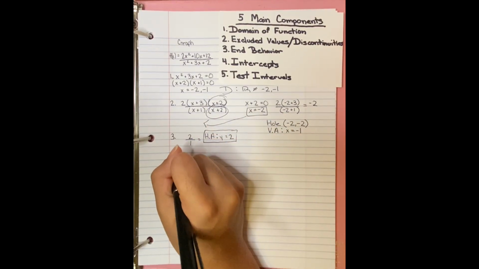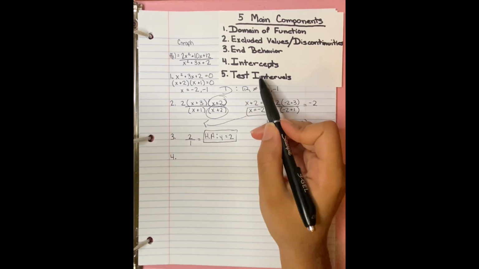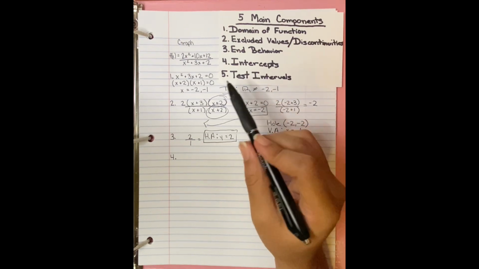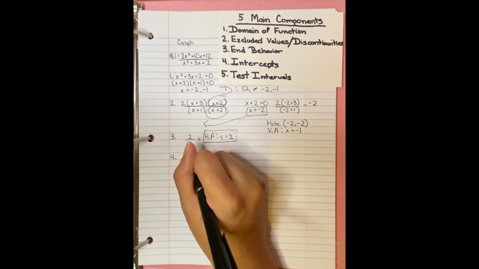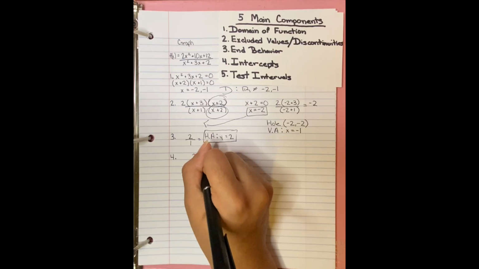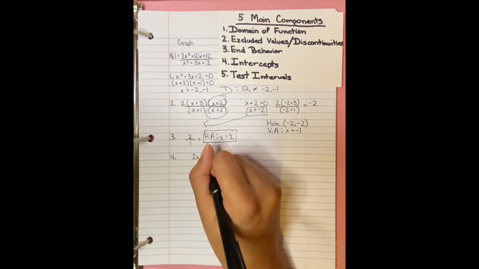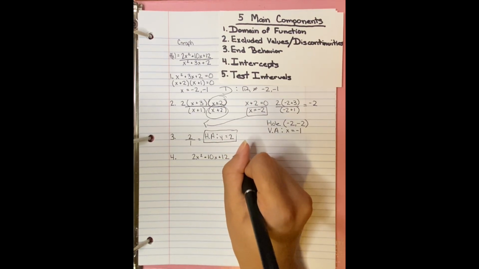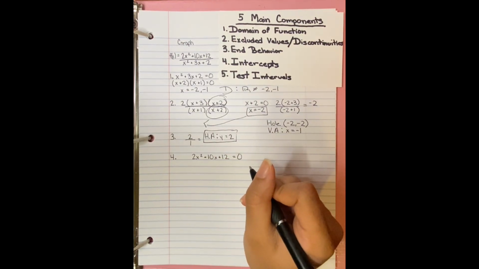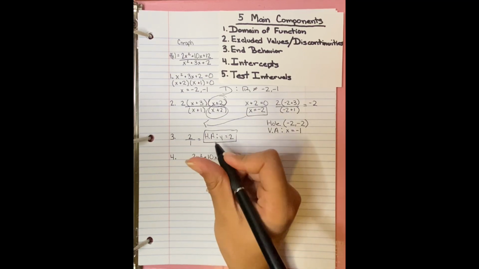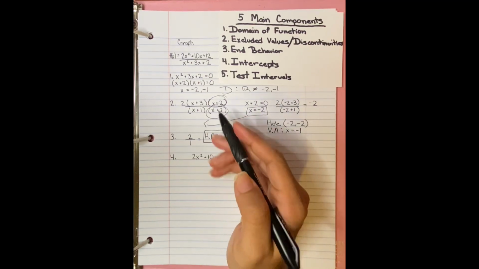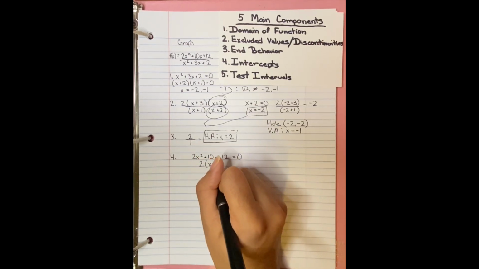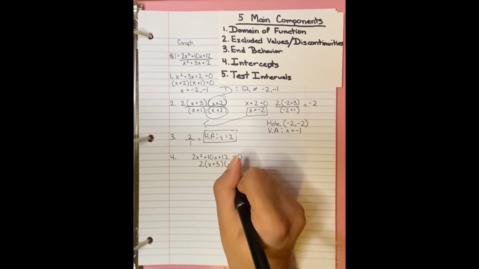Now our fourth component is going to be looking for any intercepts. Now to find our x-intercept, we're going to set the numerator equal to 0. So we'll have 2x squared plus 10x plus 12 and set that equal to 0. And then factor that out like we did when solving for our excluded values. So that'll just leave us with 2 in parentheses x plus 3 and x plus 2.